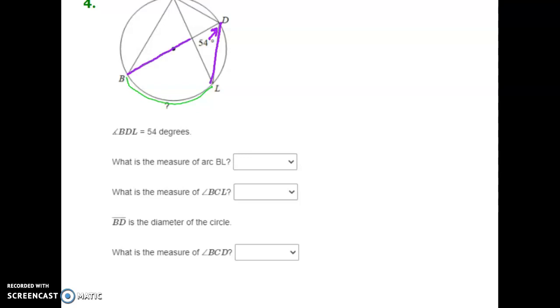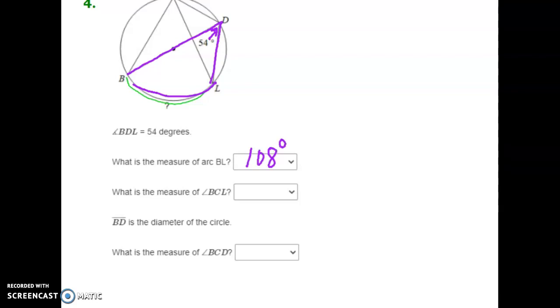So here is your angle, and this is the arc across from it. So that's an intercepted arc, and the measure of that arc should be twice as big as the measure of that angle. So the measure of the arc should be 108.